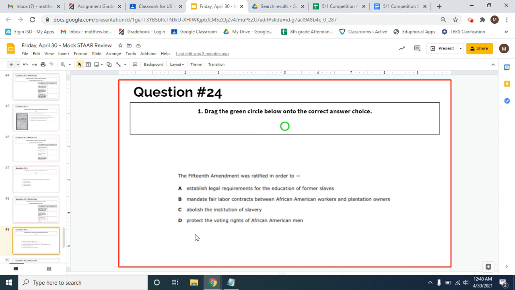All right, this question says the 15th Amendment was ratified in order to, and the correct answer here would be D, protect the voting rights of African American men. Because what the 15th Amendment says is that all men shall have suffrage, being the right to vote.